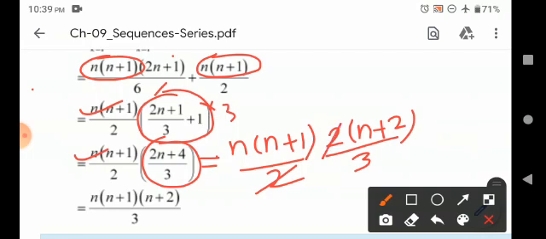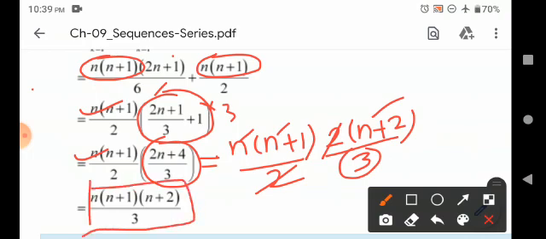The 2 gets cancelled. Therefore we have the answer n into n plus 1 into n plus 2 divided by 3. Therefore the sum to n terms of the given series Sn is given by the formula n into n plus 1 into n plus 2 divided by 3.